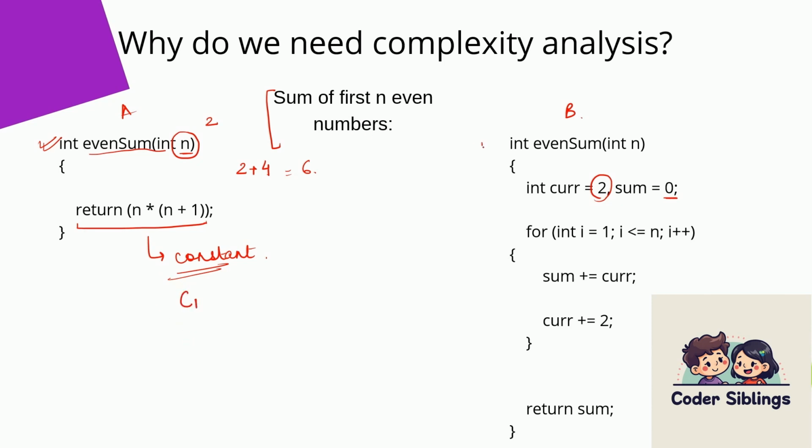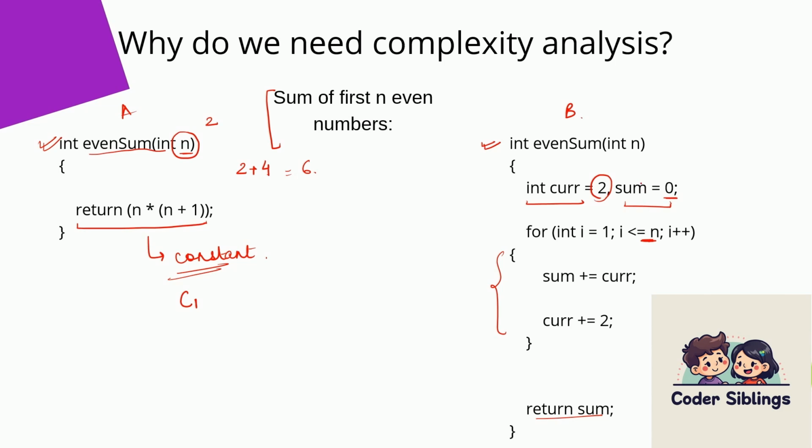Talking about this function, int evenSum(int n), you initialize the variables current and sum equal to 2 and 0 respectively, and then you run a loop for int i equal to 1, i less than or equal to n, i++. So both of these statements which are present within the for loop will run n times, right? And here you return the sum. Since these two statements are running n times, the complexity of the program will increase, right?